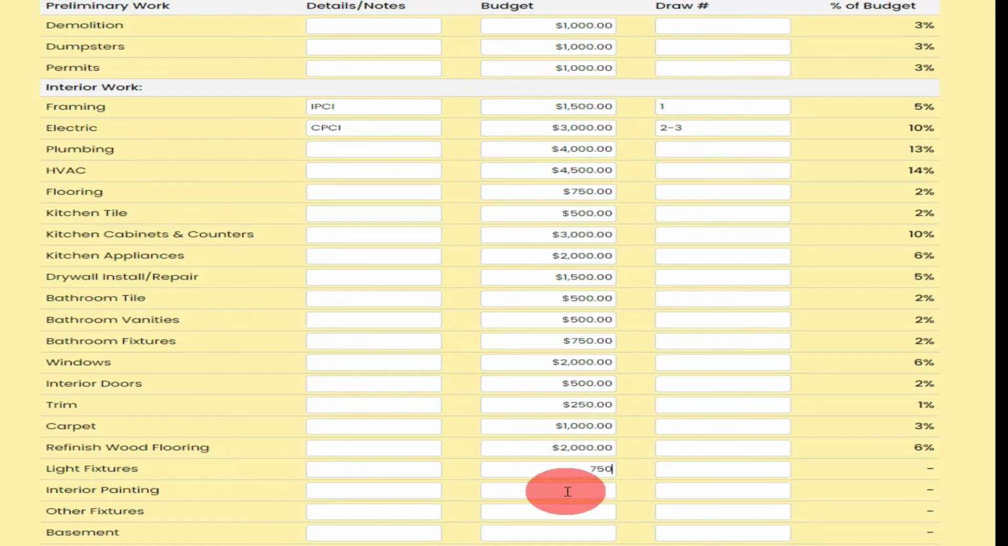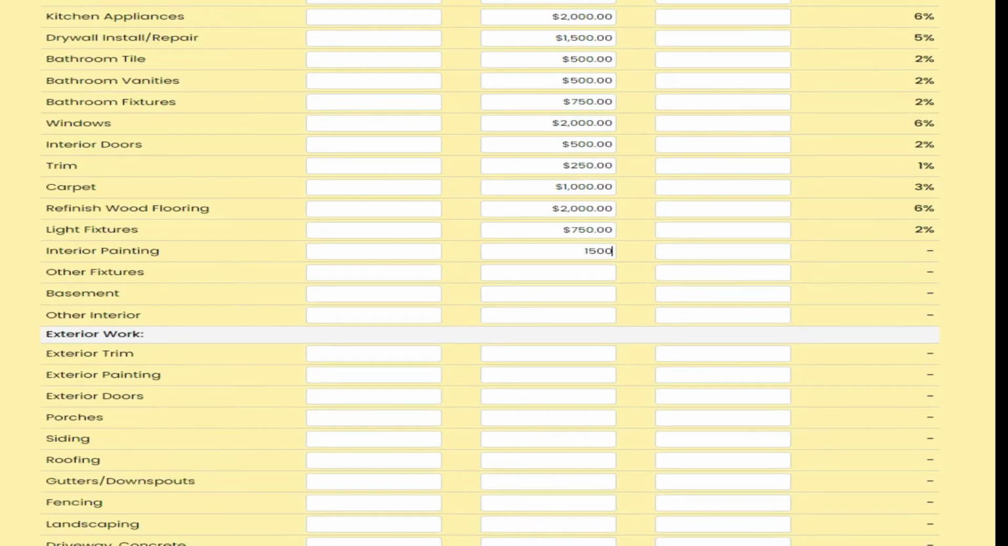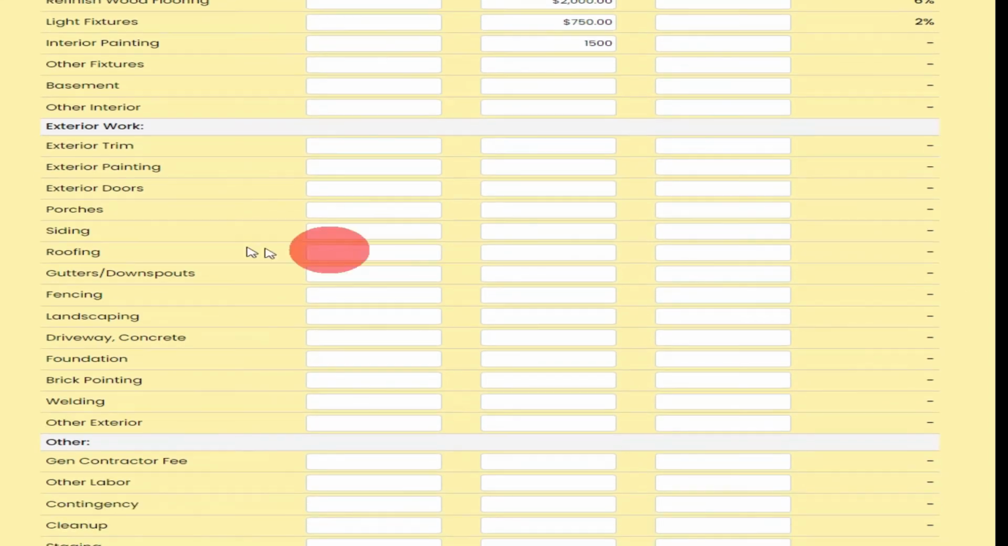I'm furnishing the paint. My contractor will do the painting. So let's say I spend about $1,500 on my paint. Then you have your other fixtures, whatever that may be, your basement or any other interior. Okay, then we can go outside. We're not going to do any interior trim or painting. Let's say we're going to get all new siding. Okay, for exterior doors, I'm sorry, I meant to say exterior trim or exterior painting.